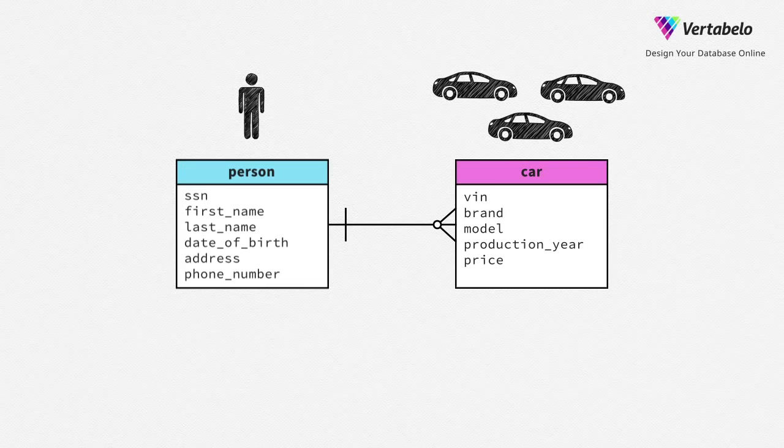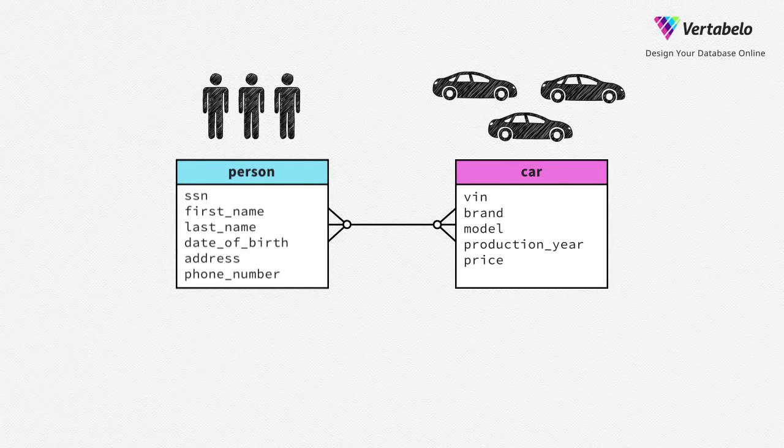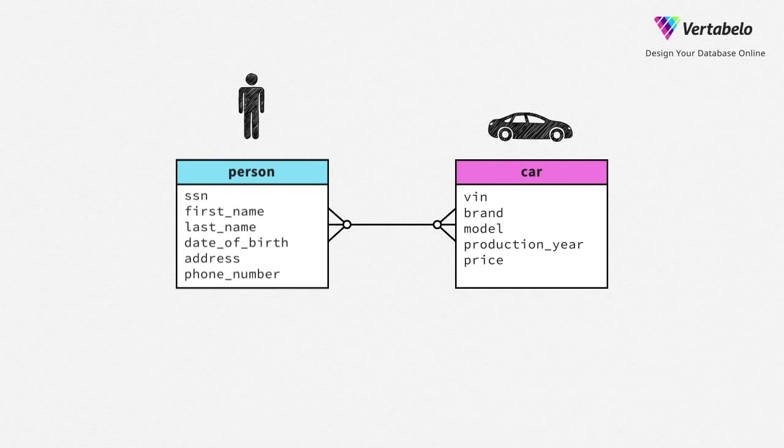That is also not true. Let's reverse the relationship. Now, a car may have many owners, but one person may have only one car. It's not our solution. So, here comes the many-to-many relationship. It says that one person may have many cars, and one car may have many owners. That's it!